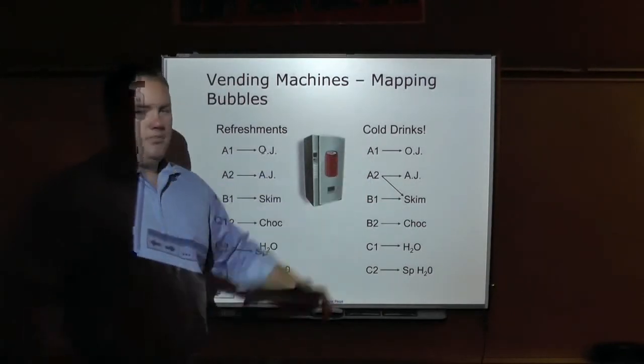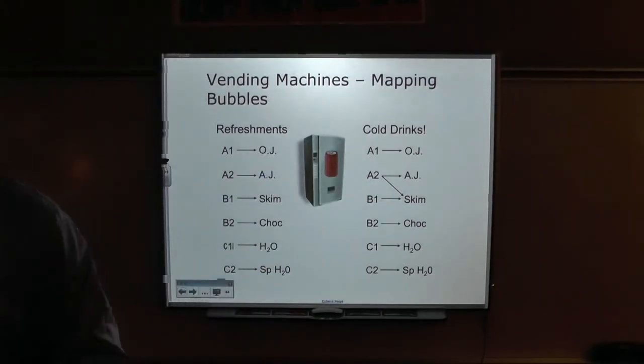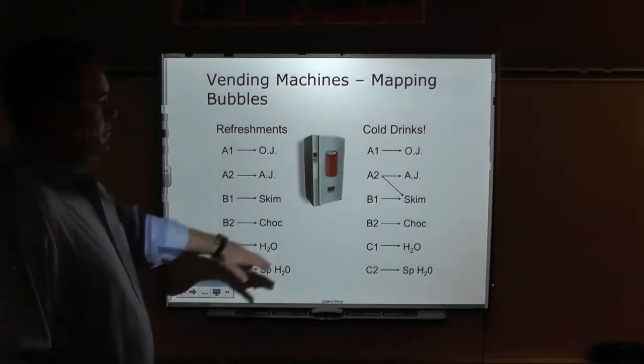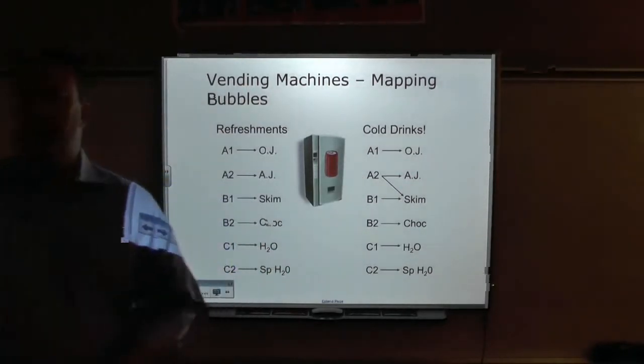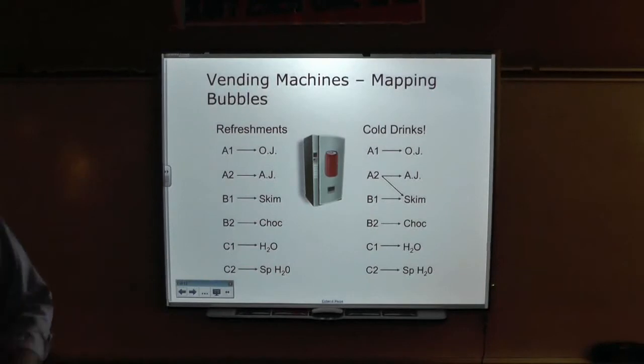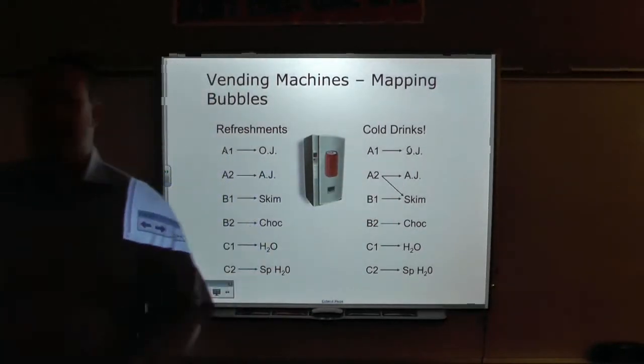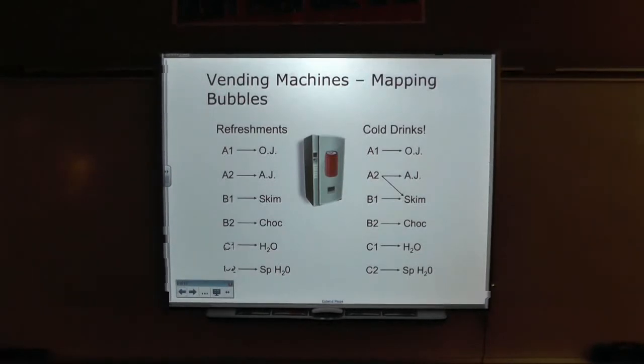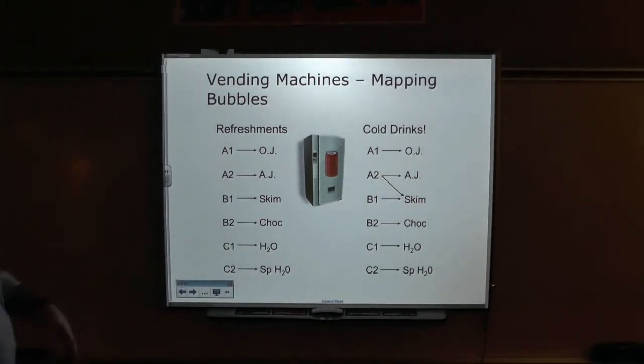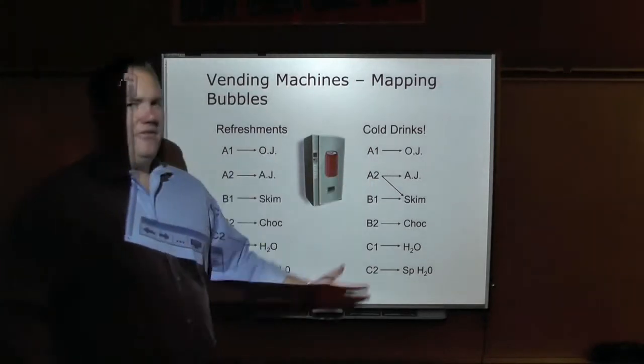Well, look over here at this vending machine. It's fine for orange juice. If you press A1, you're going to get orange juice. But look at the next one. If you press A2, it says here that you might get apple juice or you might get skim milk. Well, if you wanted apple juice and skim milk falls out, you're going to be a little mad. This is the idea of something that is not a function.